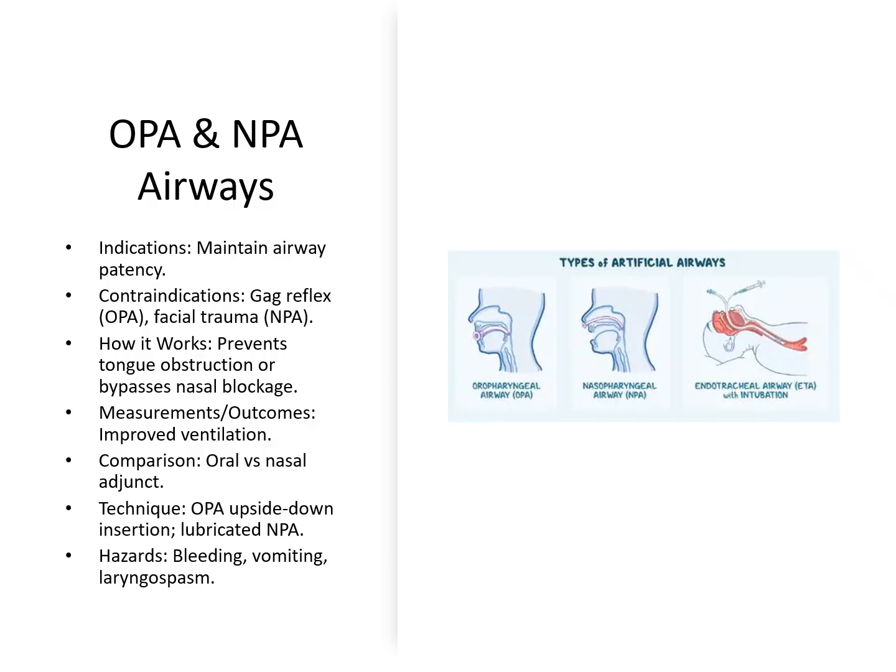These airways maintain an open airway. OPAs shouldn't be used if a patient has a gag reflex, and MPAs shouldn't be used with facial trauma. They work by preventing obstruction from the tongue or bypassing nasal blockages. Outcomes include improved ventilation. OPAs go in the mouth while MPAs go in the nose.